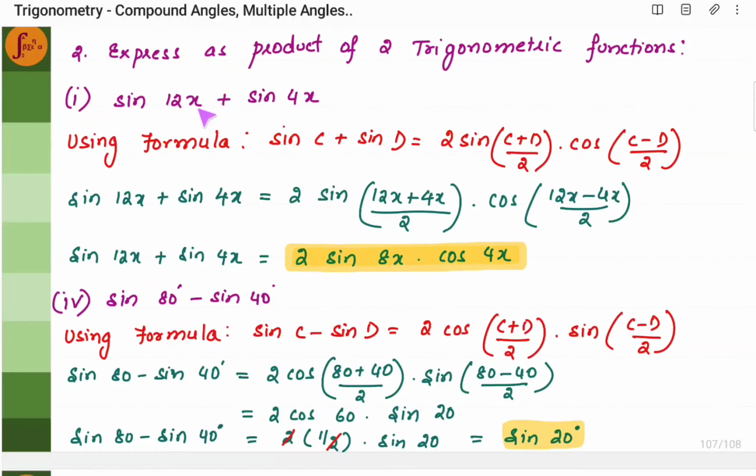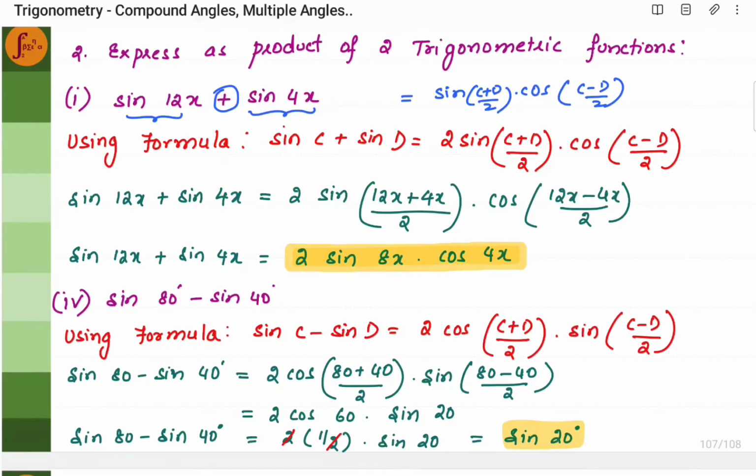In this case, we'll have to reverse what we did for the earlier one. There is sine on both sides. In this case, we will use the sine cos formula, with c plus d by 2 and c minus d by 2. Since it is a positive sign, we'll have sine first and cos later. Instead of c, we'll put 12x, instead of d we'll put 4x. You'll simplify this and get 2 sine 8x into cos 4x.